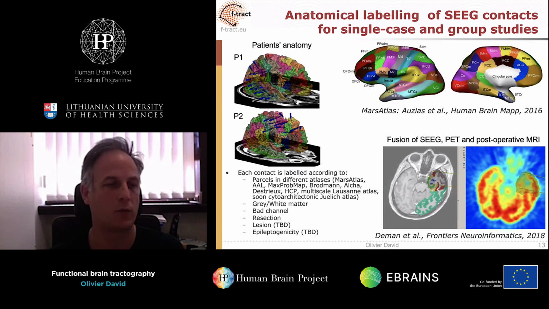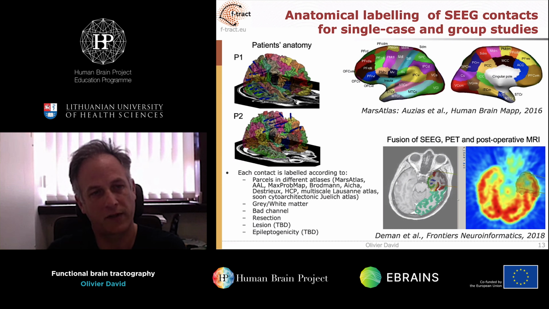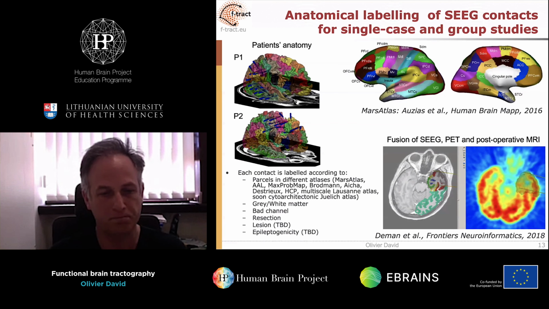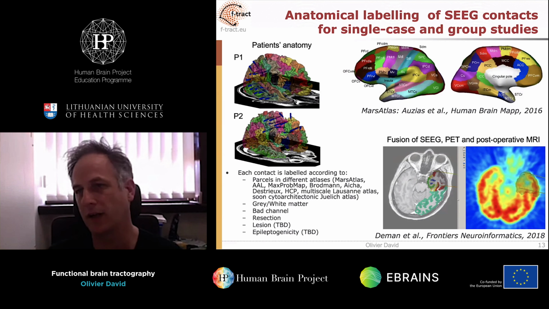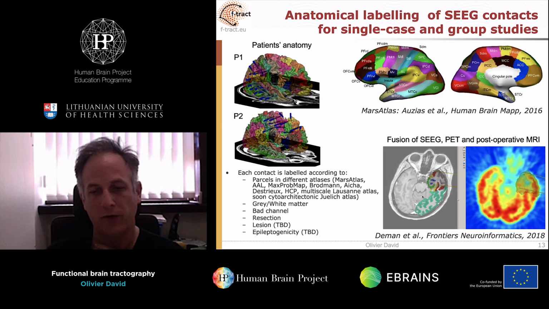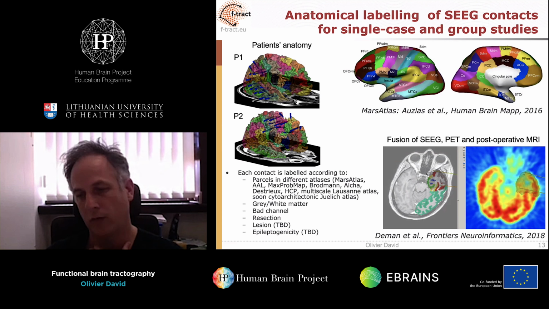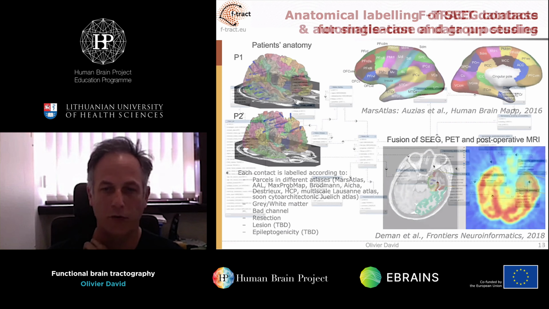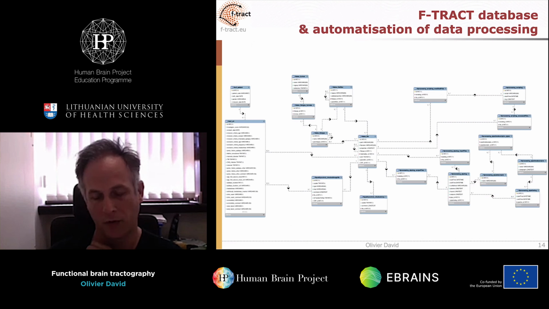First, we have developed methods to co-register the contacts in the MRI. As for the atlas in HBP, we also use cortical segmentation of all areas to label the contacts in an anatomical system. So it can be the Lausanne atlas, it can be the Jülich atlas as in HBP. So we know whether the contacts are in the gray or the white matter, whether they are in epileptogenic areas, and so on and so forth. We also needed to develop a large database to dig into it automatically with pipelines.